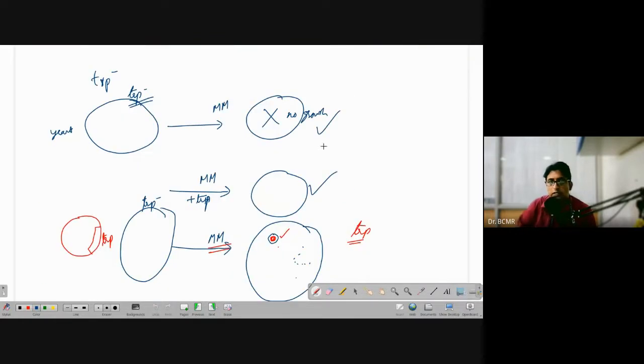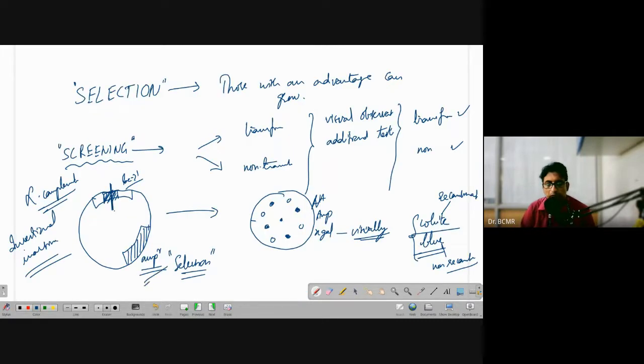Similarly, you can also take, for example, antibiotic resistance, what we were discussing about AMP here, ampicillin resistance. That can also be used as an example of gain of function.